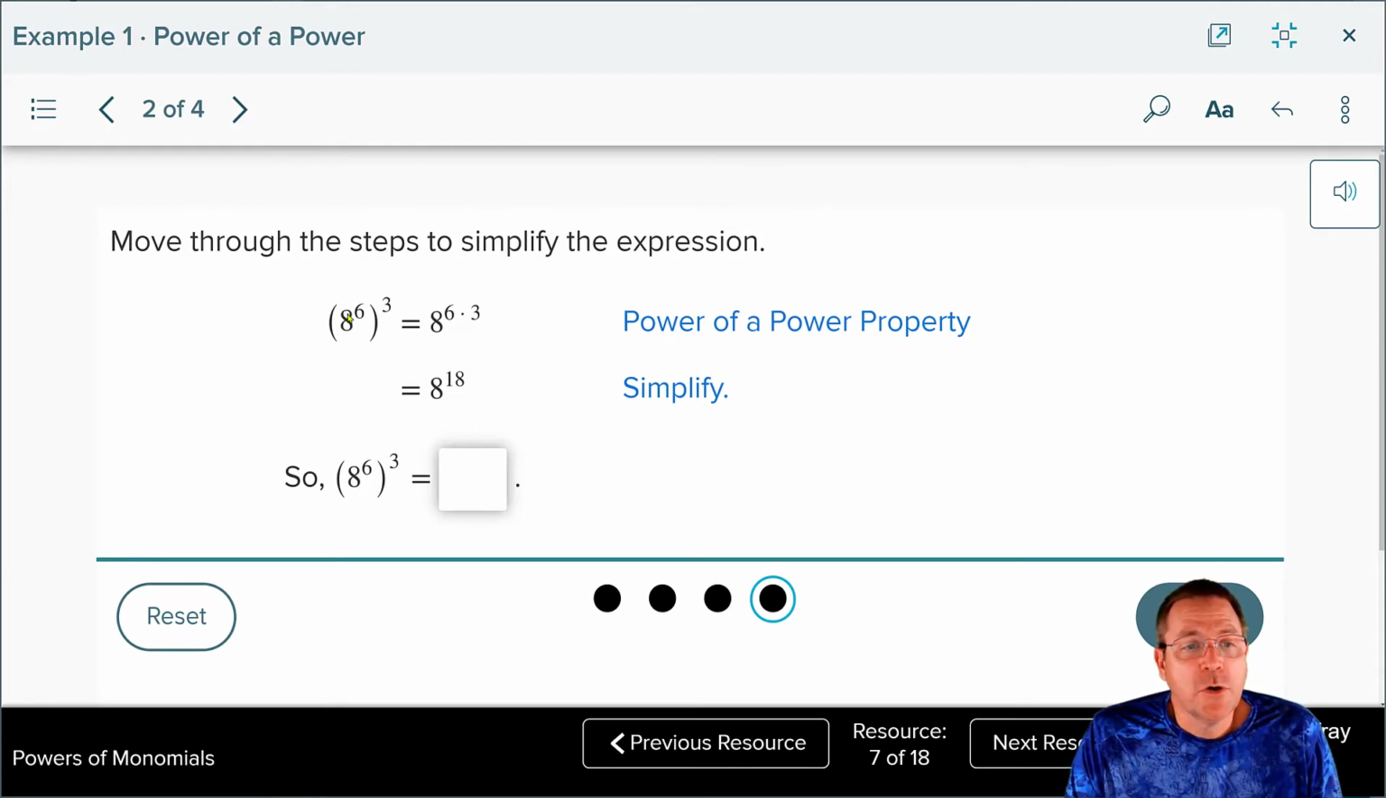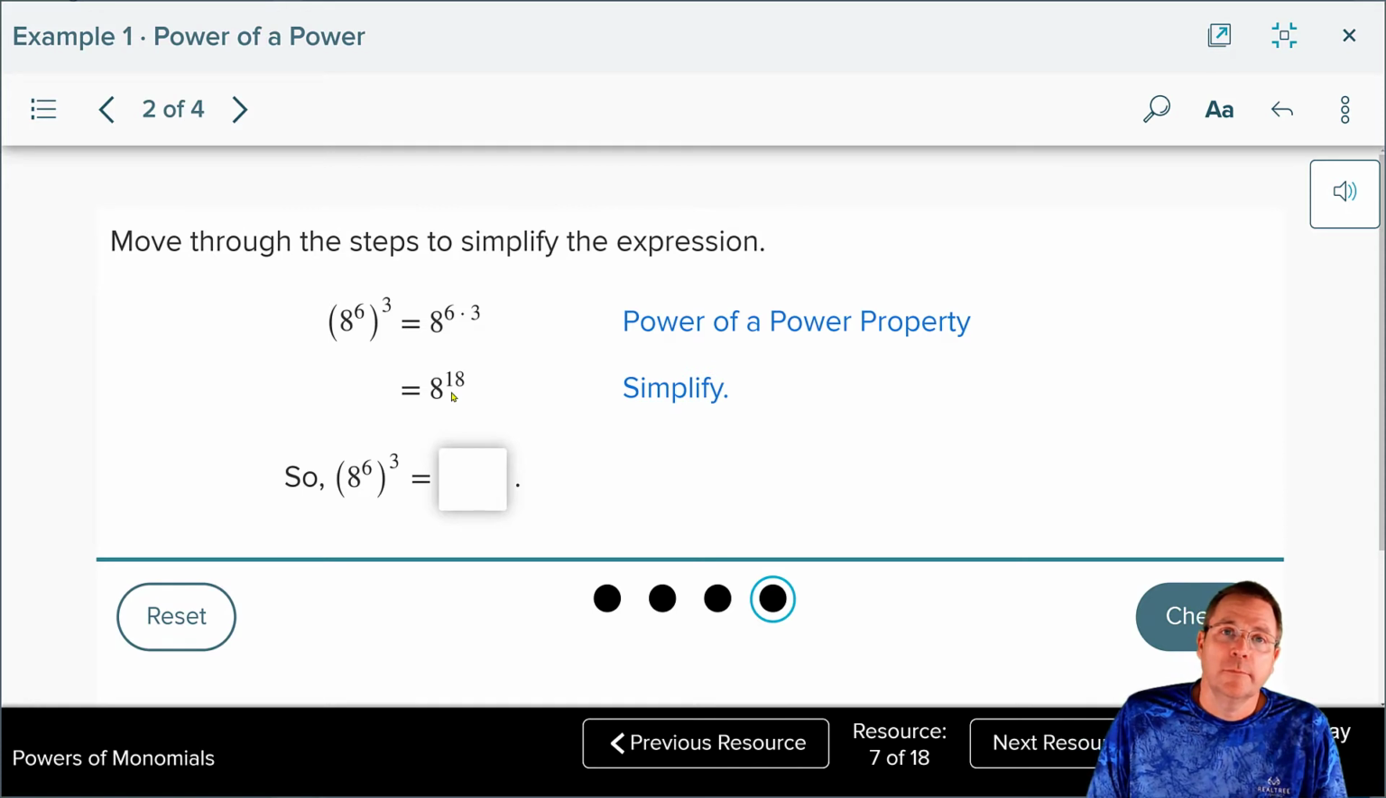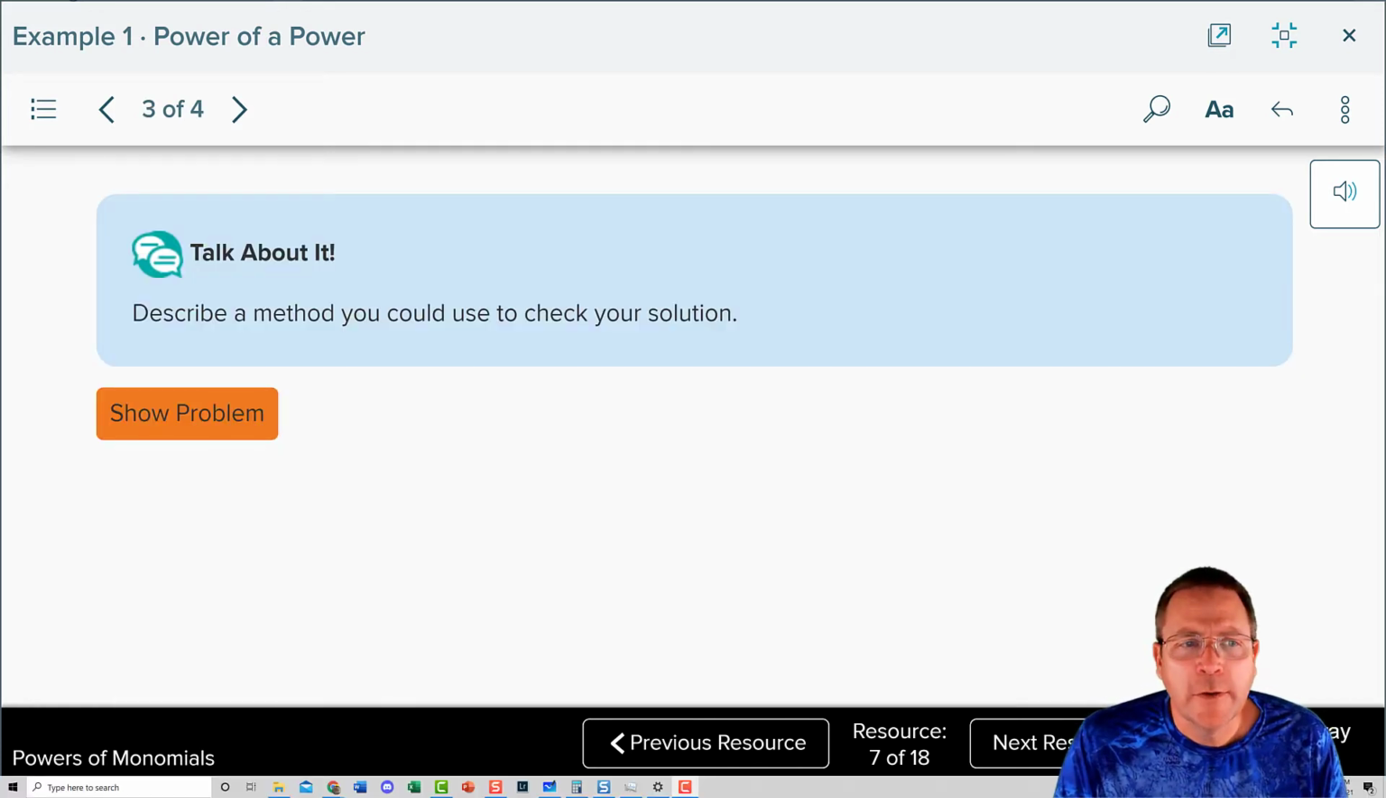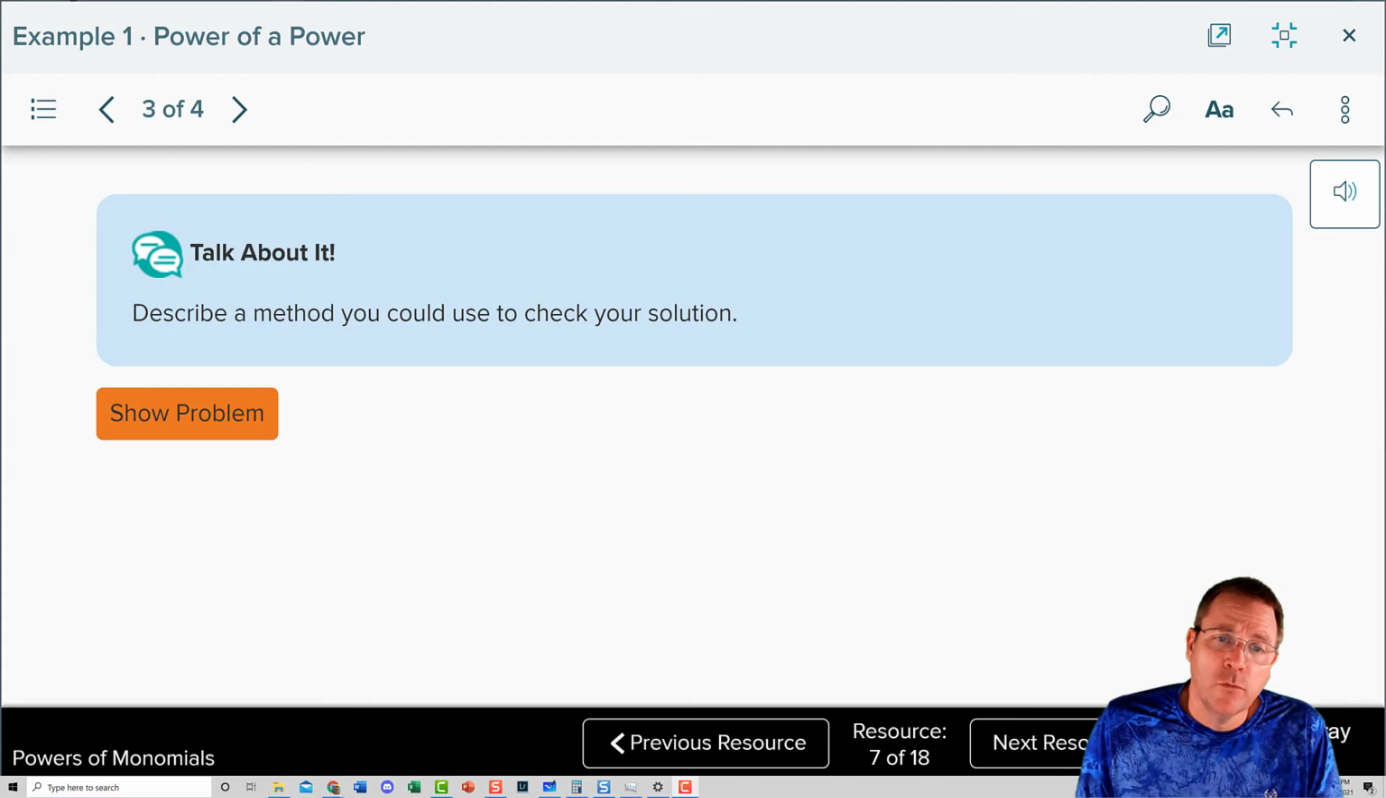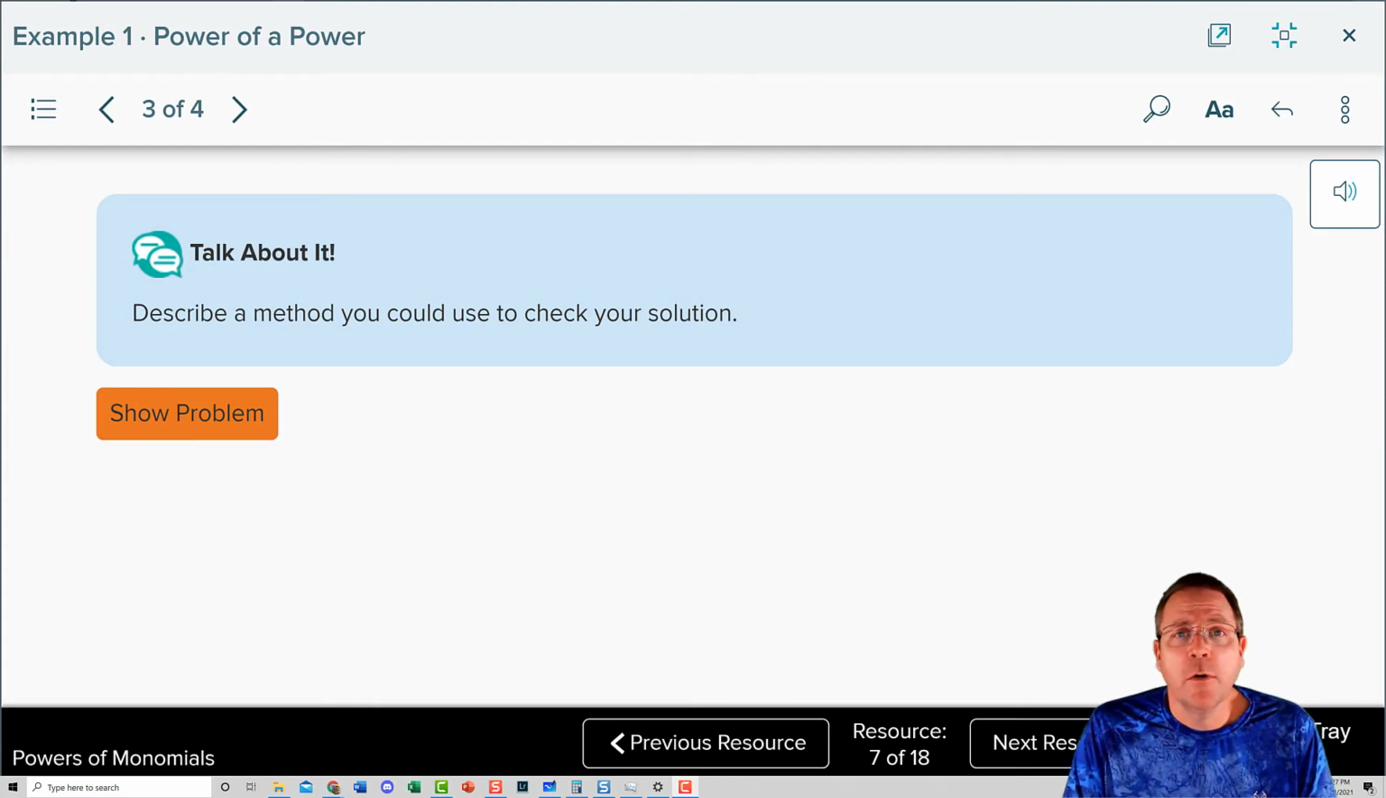And this is going to be showing your work. Your original problem, your supporting work, your answer. It really is that simple. Now your book is asking you to describe a method you could use to check the solution. Well, that method is going to be the product of powers rule that we learned a couple of days ago. The product of powers is a perfect way to check your answer in a power to a power rule.